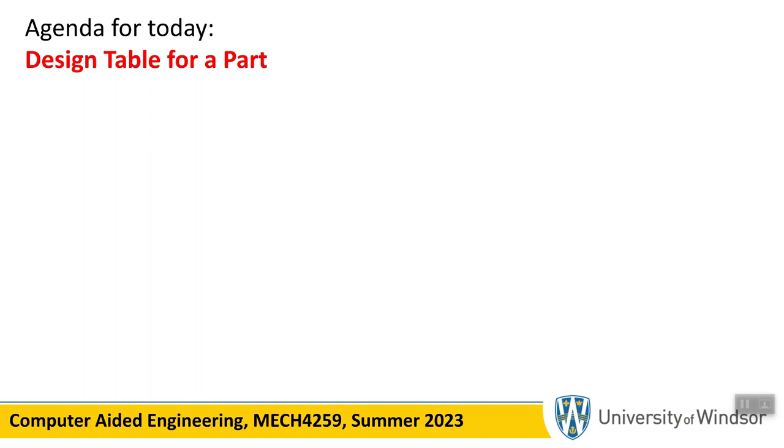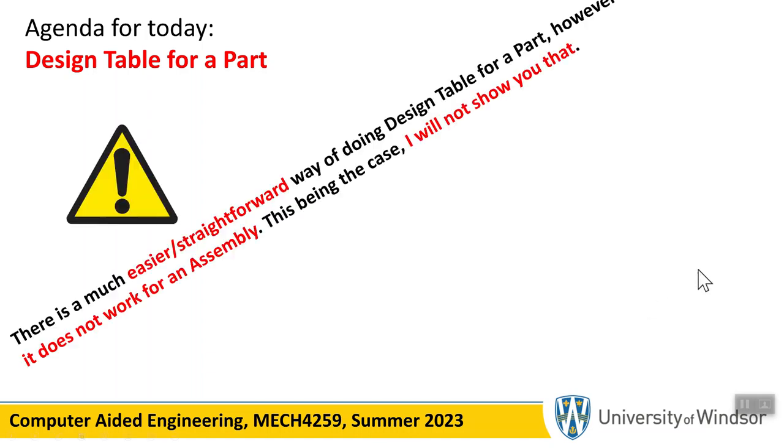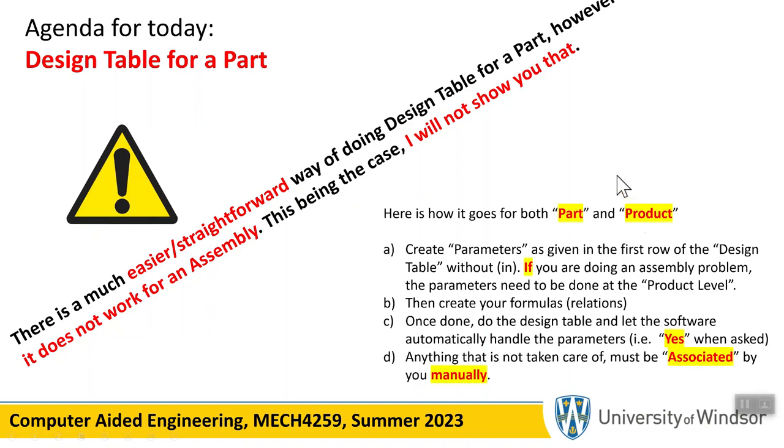Okay, good. So, what do I mean by this design table? Well, first of all, let me make sure you understand that there are many ways of doing these problems. There are easier ways of doing design table for a part, but those things do not easily generalize to an assembly or a product. So I will not go that route, okay? I will do it the way that may look more complicated than it is, but it applies also to assemblies. So first of all, here's how it works.